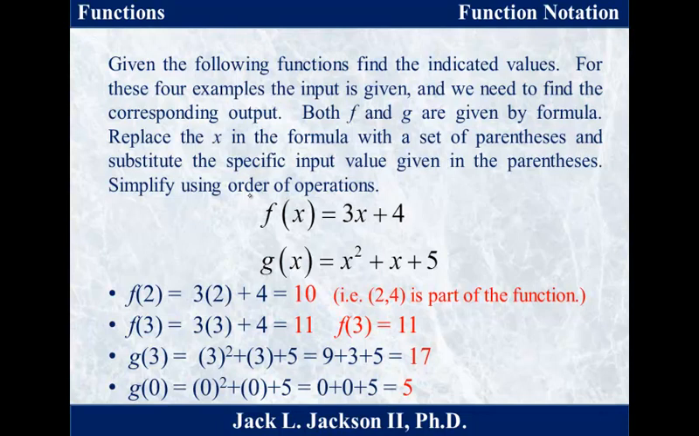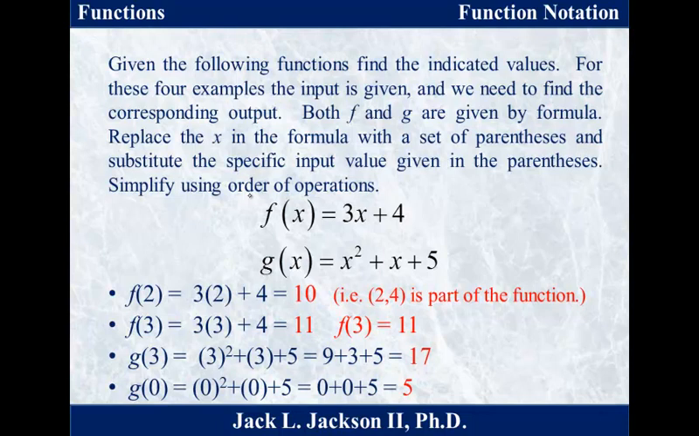f of 3, well, same thing, but this time we put a 3 in the parentheses. 3 times 3 is 9, plus 4 is 11, so f of 3 equals 11. In other words, 3, 11 is part of the function, but the ordered pair 3 and 11 is not the answer. The answer is just 11. It's just the second coordinate. It is the f when x is 3.